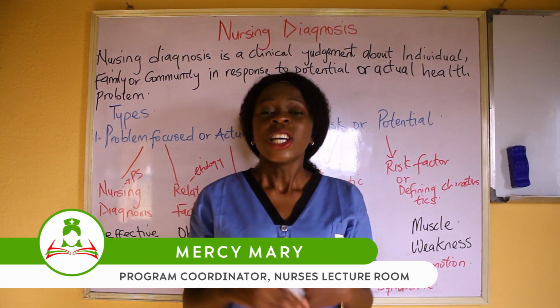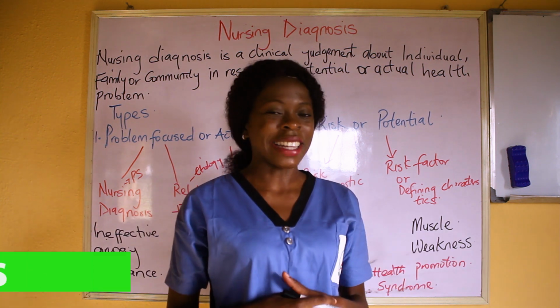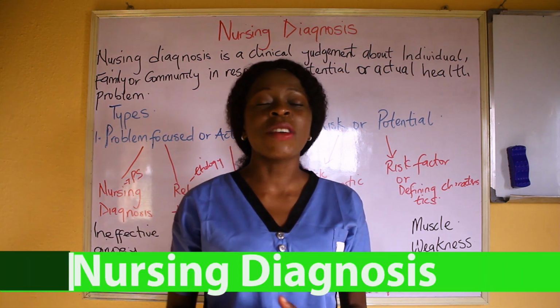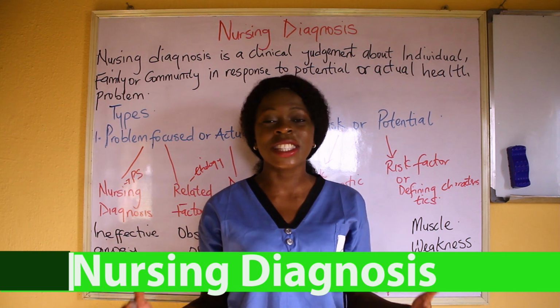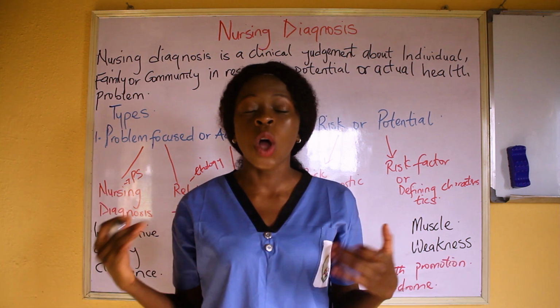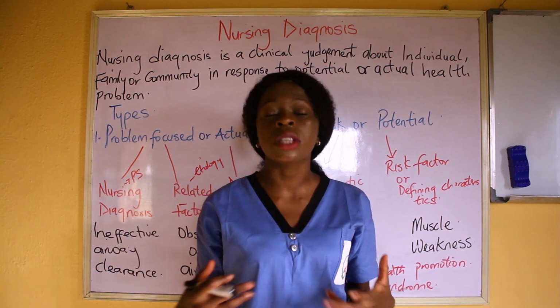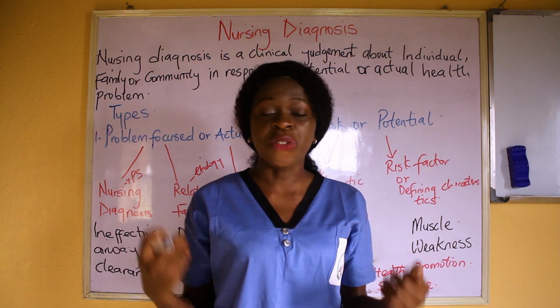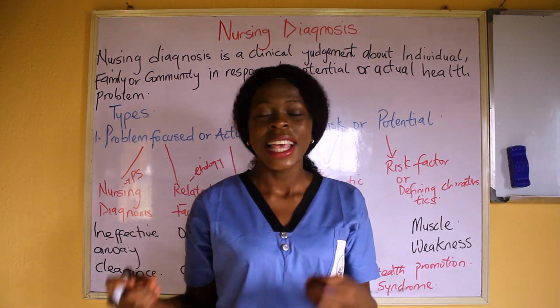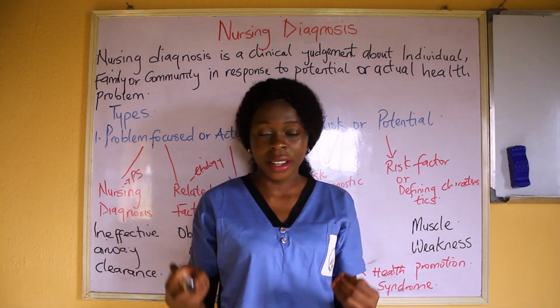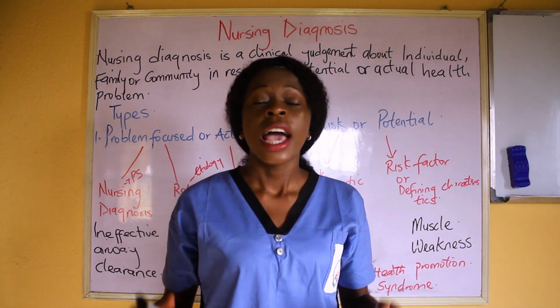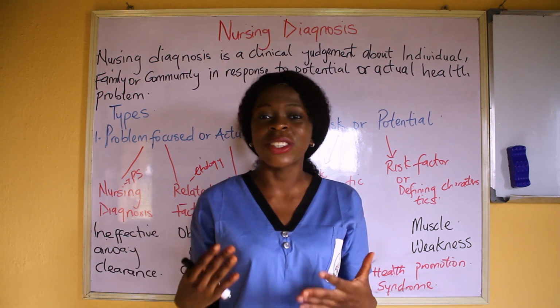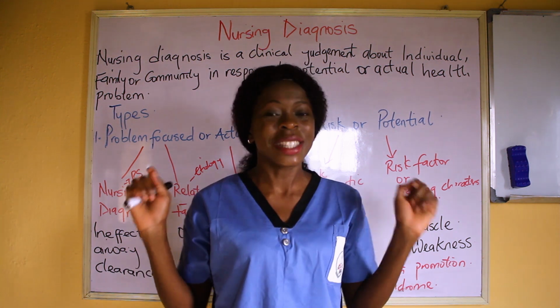Today we are going to be talking about nursing diagnosis. In our previous class, we gave a brief introduction of what the nursing care plan is all about and also the various components of the nursing care plan. But today we're going to be talking about nursing diagnosis, the various types of nursing diagnosis, how to derive our nursing diagnosis from a particular question, and we're going to be giving examples at the end of this class. So I advise you stay to the end.